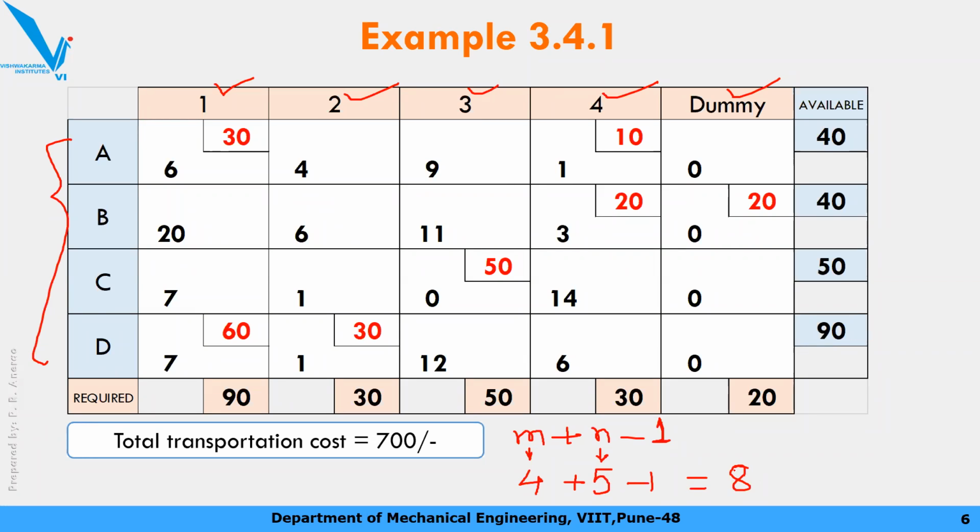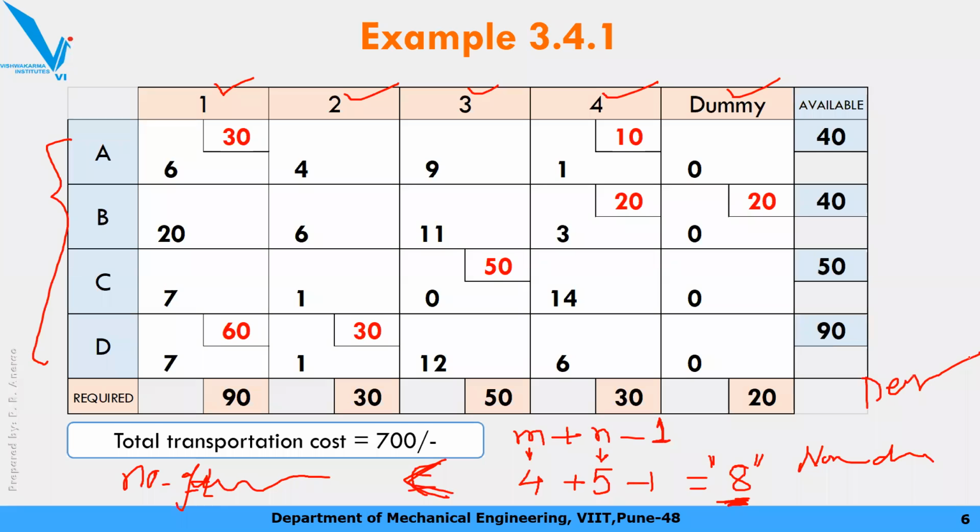So what this degeneracy or non-degeneracy case suggests is that the number of allocations should be equal to m plus n minus 1. So in this problem, if we are allocating 8 cells with some resources, that means we are dealing with a non-degenerate case, and we can simply proceed with the optimization part. If somehow the number of allocations is less than 8, that means we are dealing with a case of degeneracy.